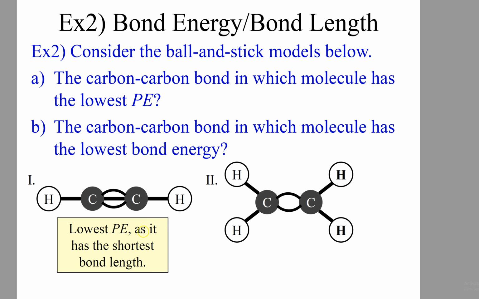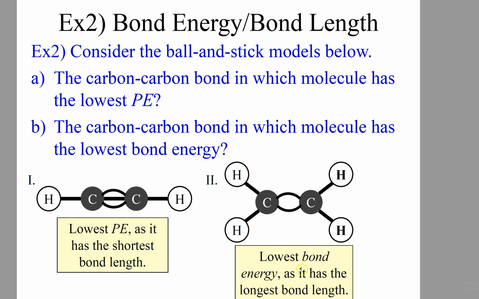So the lowest PE, as it has the shortest bond length, and this one has the lowest bond energy as it has the longest bond length. So it kind of makes a little bit of sense, right? Because they're closer together, they have lower PE, and because of that, this one's going to have a lower bond energy.